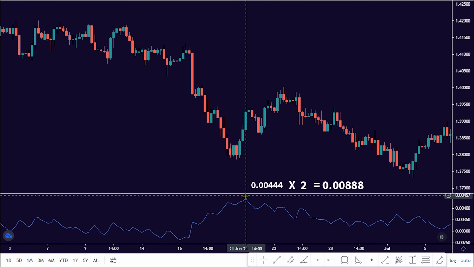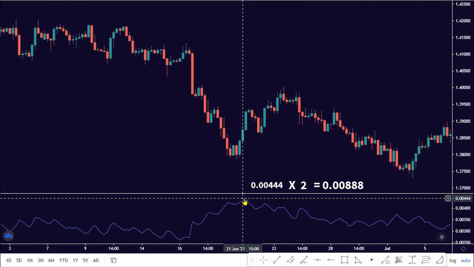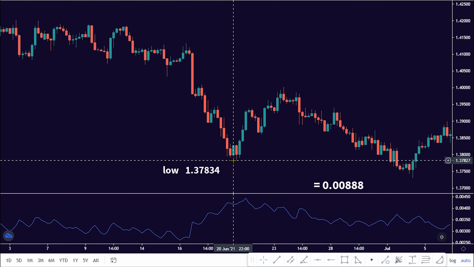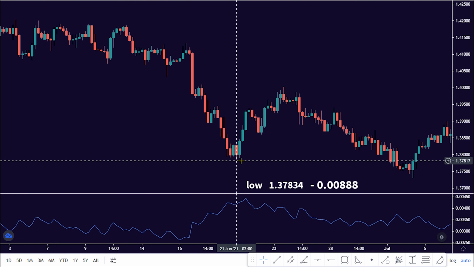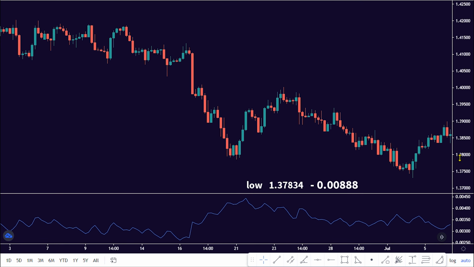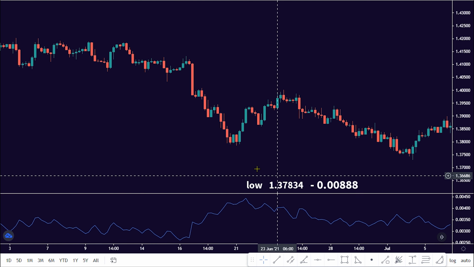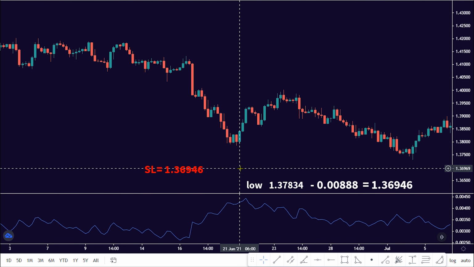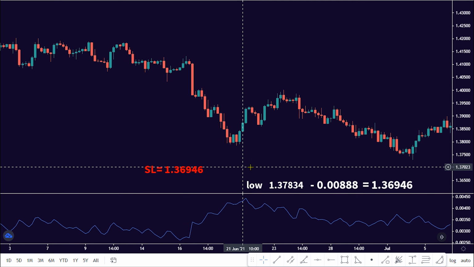0.00888. As we can see, the price chart level of this swing low is 1.37834. Next is to subtract 0.00888 from 1.37834. The result is 1.36946. Therefore, our stop loss on this trade setup would be here.